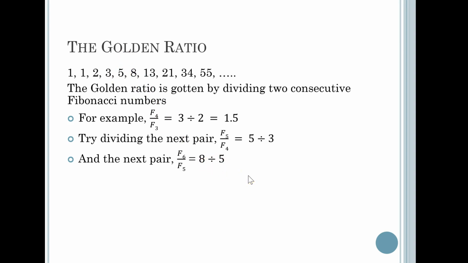You're going to notice a really interesting pattern happening in your results. And I want you to keep going. Keep going up until you divide all the pairs that you see up there and see what happens. Go ahead and pause the video.